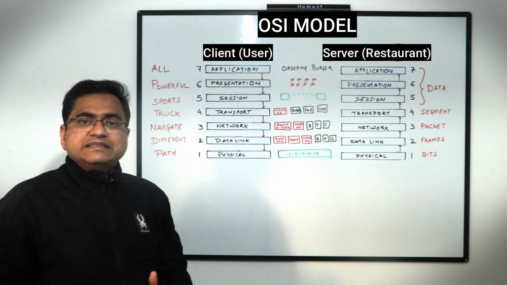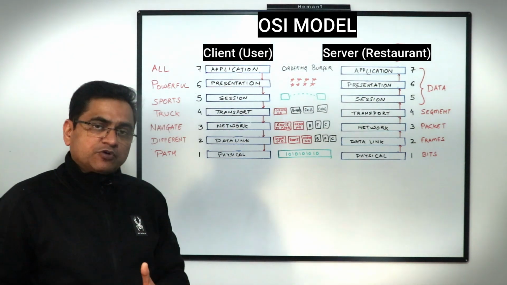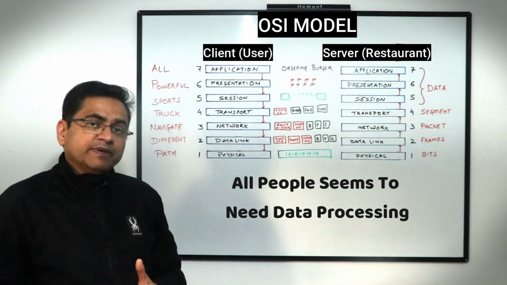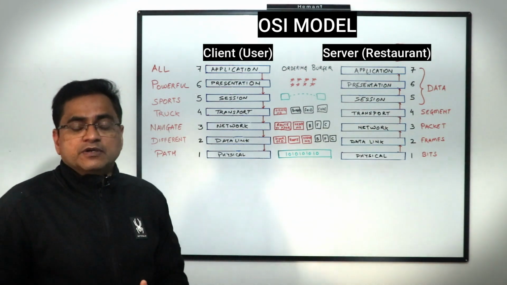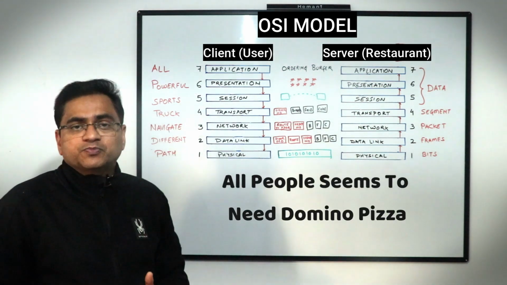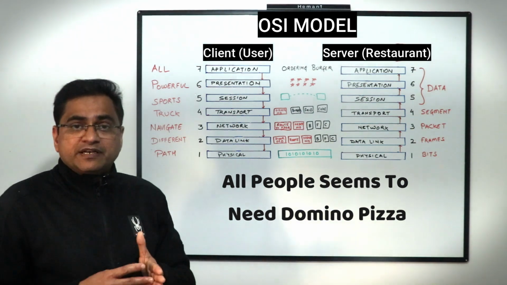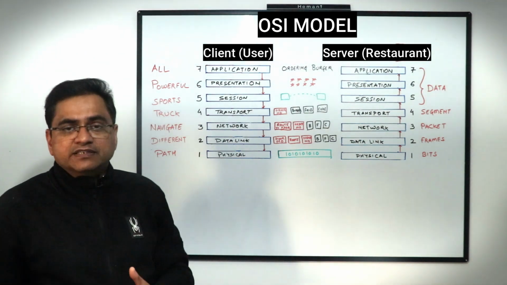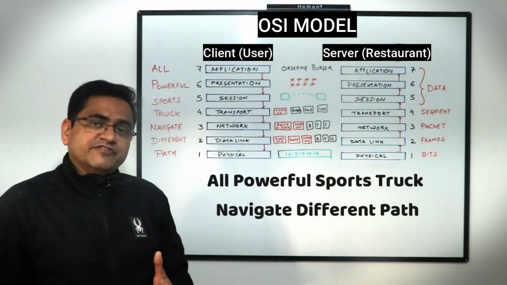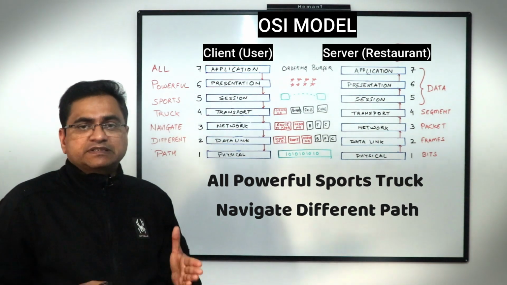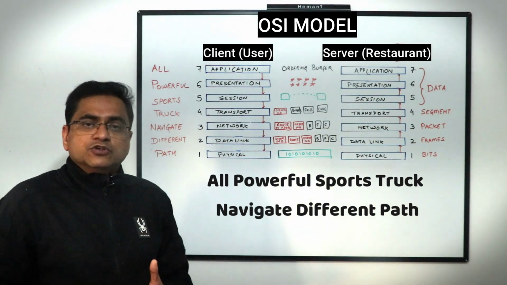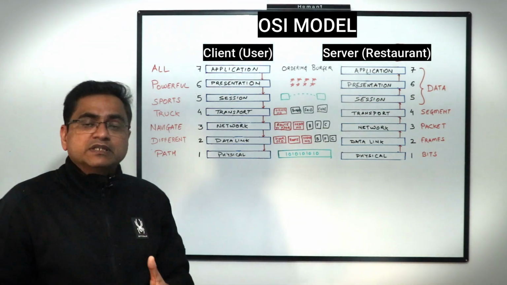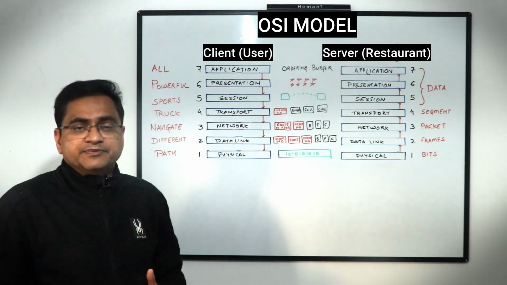Before that, there are some easy ways to remember these 7 layers using an acronym. The most common one, which you will find if you Google, is "All People Seem To Need Data Processing," or "All People Seem To Need Domino's Pizza." Whichever you feel you can remember, use that, or create one which resonates with your personality. If you ask me, I love cars. So for me, I have created "All Powerful Sports Trucks Navigate Different Paths." This is easy for me to understand and remember. For you, it might be a different acronym. So work on that, create one for yourself and try to remember it.